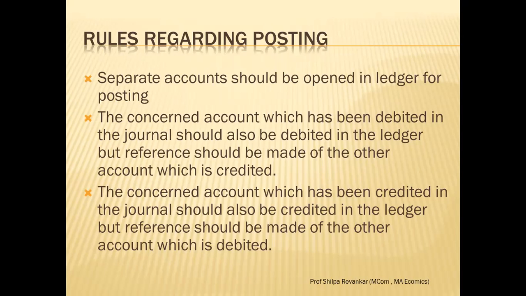The concerned account which has been debited, seeing the journal, you are doing it. So in the journal, which account is debited, the same account should be debited in the ledger also. You can't do vice versa. Okay, for a change, let's debit here and credit there? No, that will not do. Whatever is debited in the journal, the same account should be debited in the ledger. Similarly, whatever is credited in the journal, the same account should be credited in the ledger.